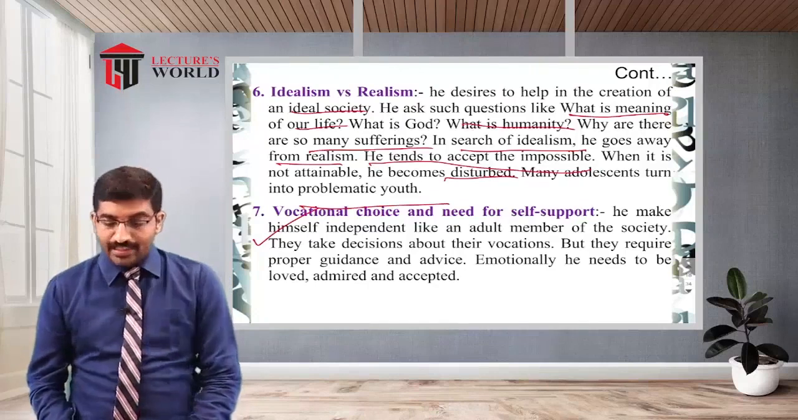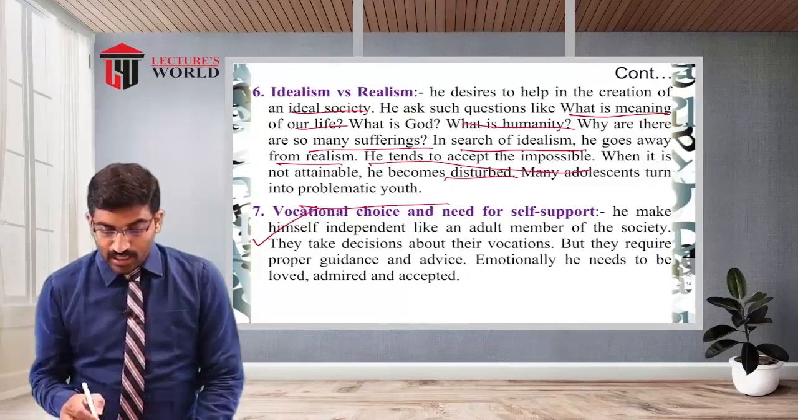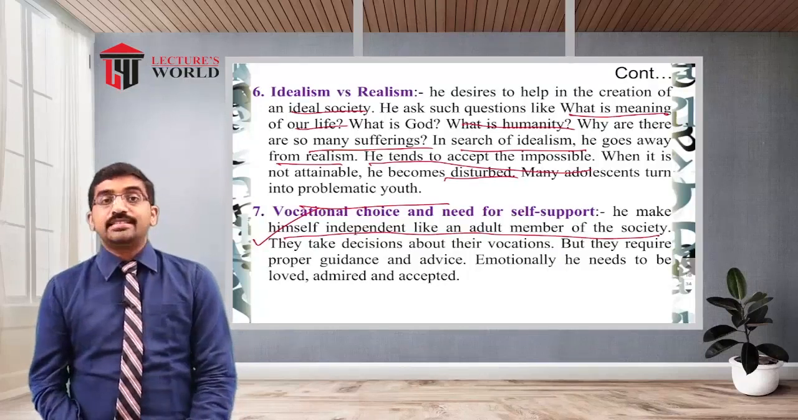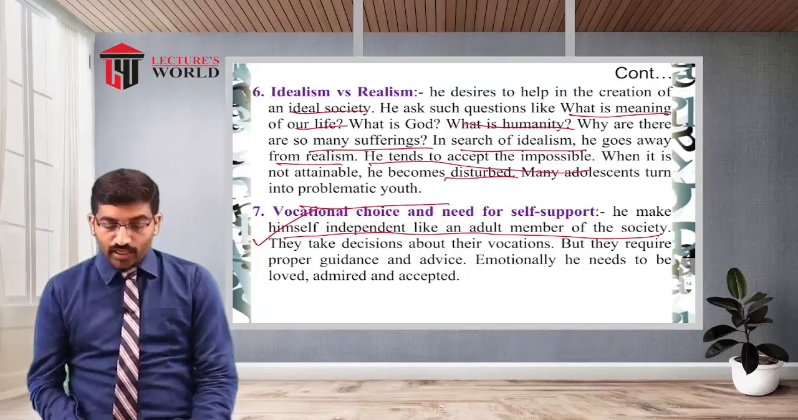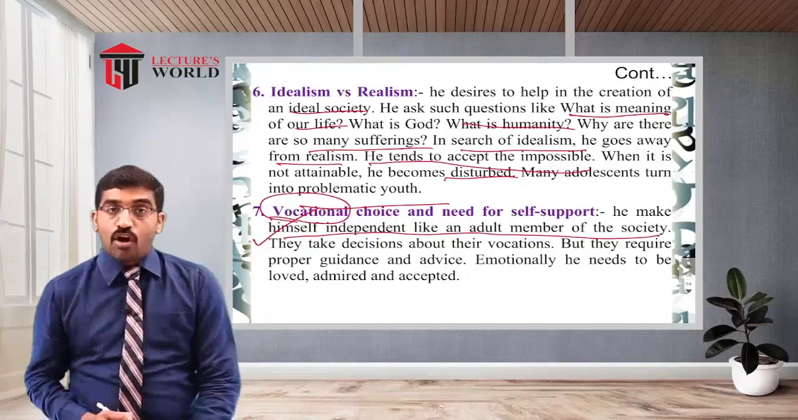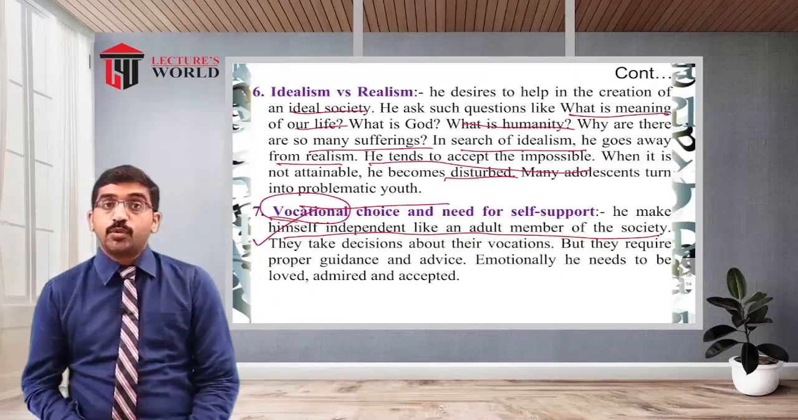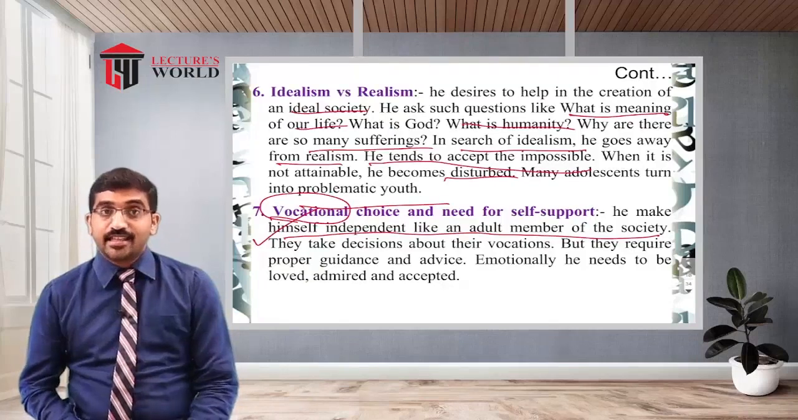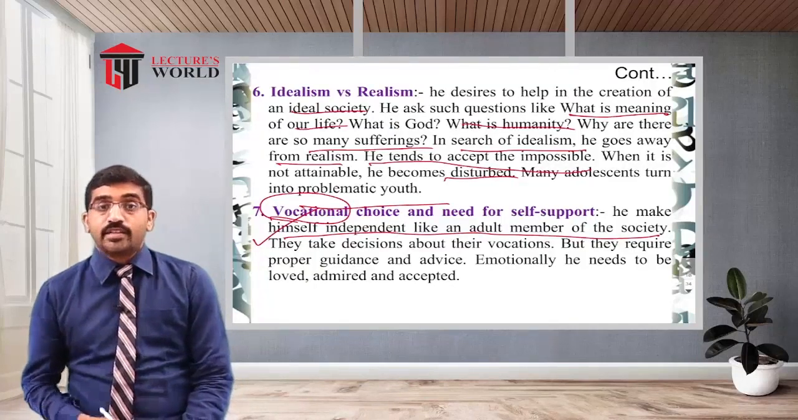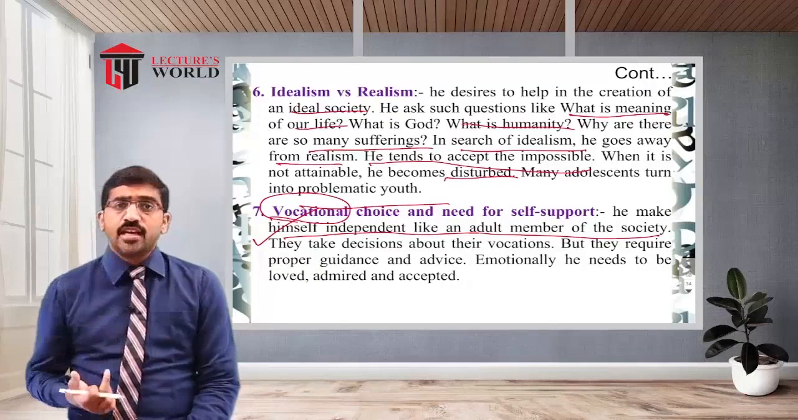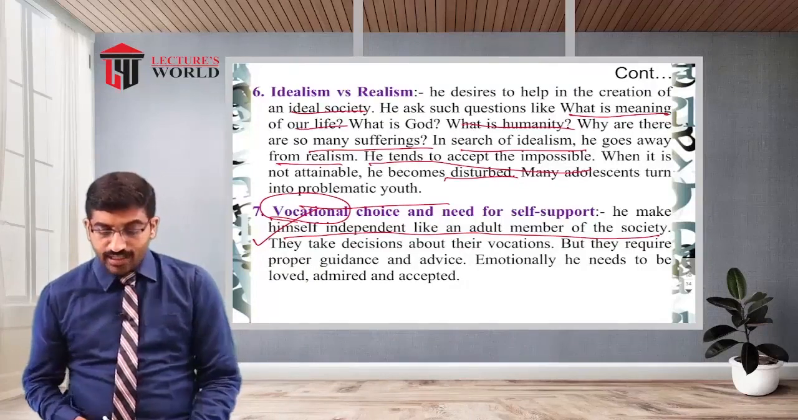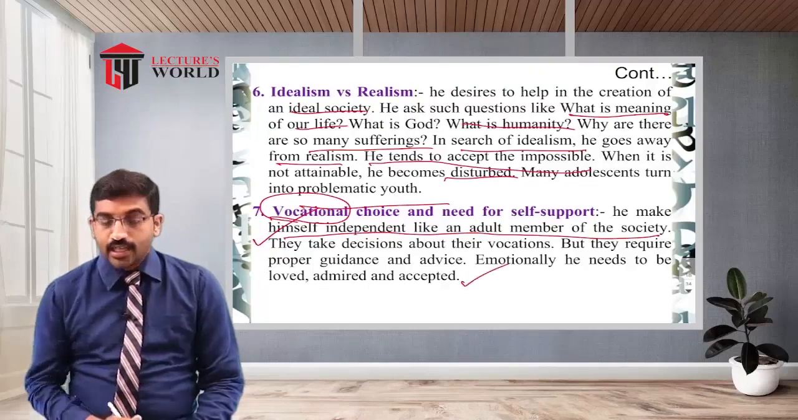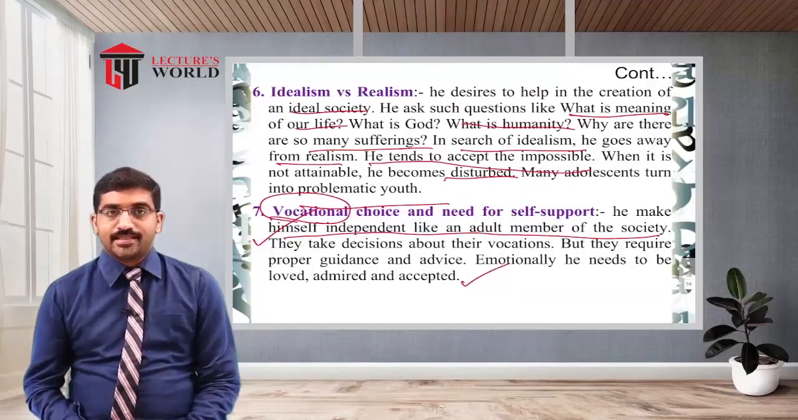Vocational choice and need for social support. He makes himself independent like an adult member of society, because they take decisions about their vocation. Vocation means related to the job in future, like what I should do, which course I should opt for, whether I should select nursing, or physiotherapy, or engineering. So with vocational choices, they always want some guidance or advice. Emotionally, they need to be loved, admired, and accepted.